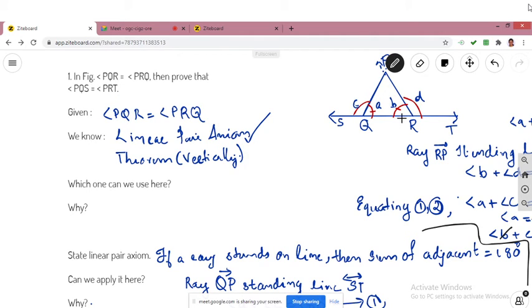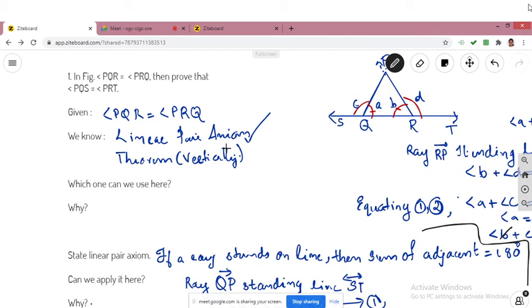That is what we need to prove. So we know two things, that is the linear pair axiom and the theorem which states that vertically opposite angles are equal. From these two we choose the linear pair axiom because we couldn't find any lines intersecting here. There are no vertically opposite angles for me. So we took the axiom, that is our known. We already know the linear pair axiom.